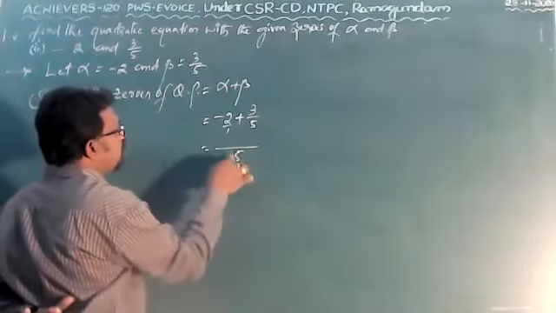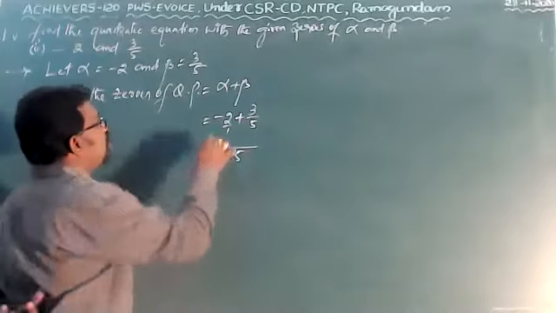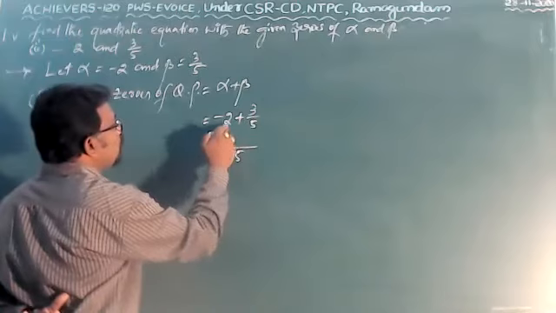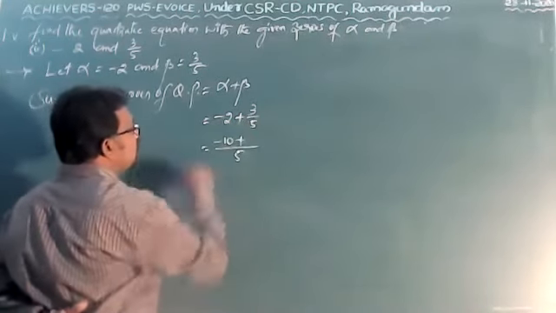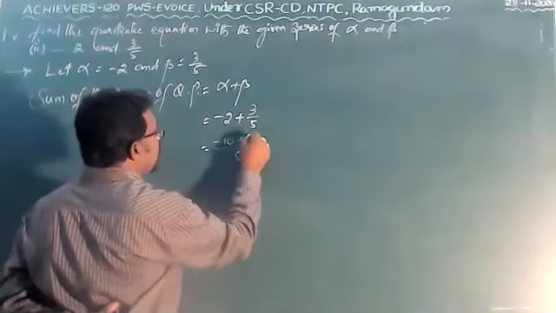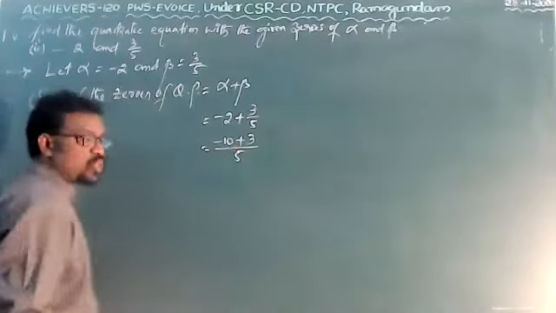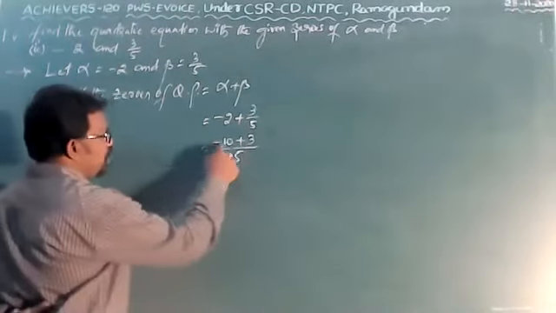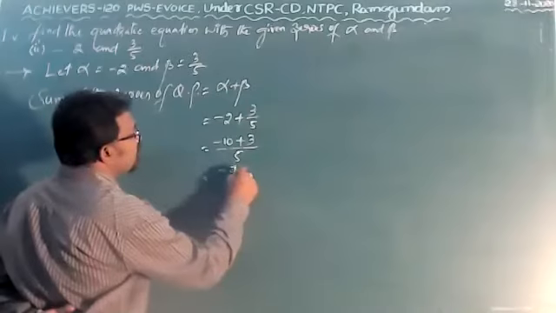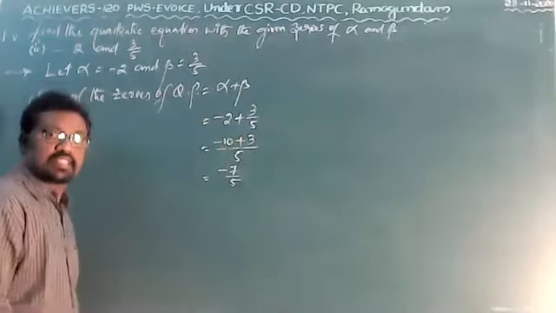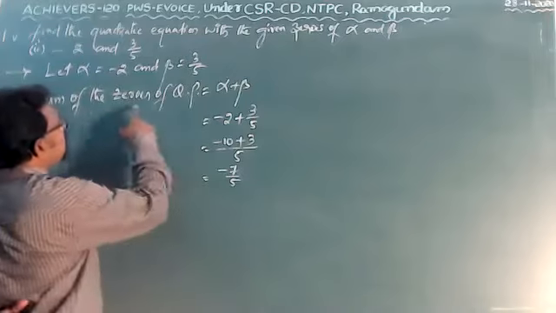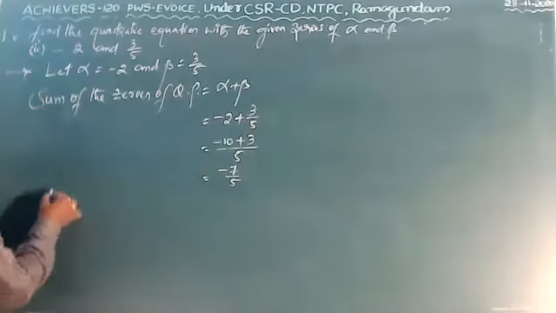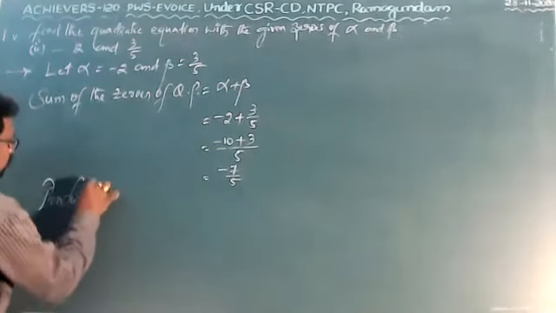So 5 times going here, 1 5 is a 5. 5 times going, so 5 into minus 2 is minus 10, plus 1 time only here it is going, so as it is you will get 3. Total divided by 5: minus 10 plus 3 is minus 7 by 5. Minus 7 by 5 is the sum of the given zeros. Same like that, now we have to find the product of the zeros.